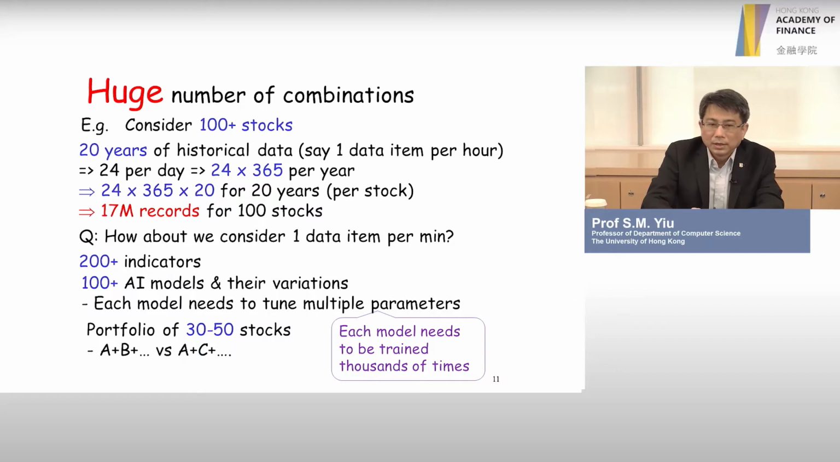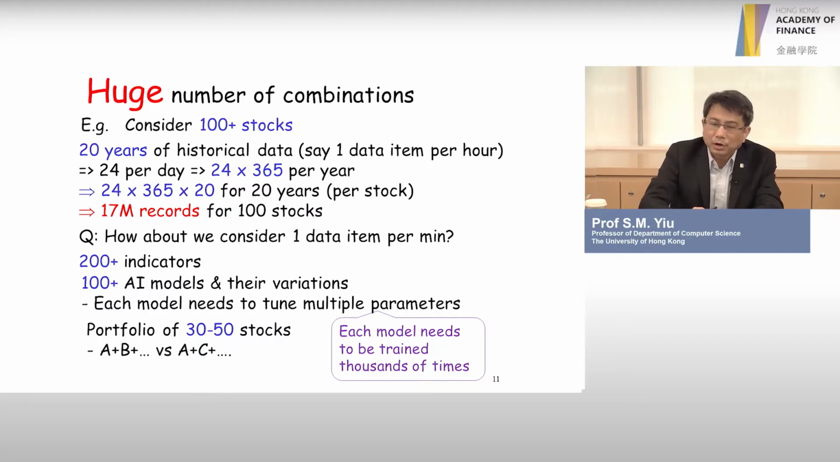In fact, if you want to do a more precise investigation of the stock price, you can have more frequent ticks, right? For example, 1 minute, one tick, one data item, 200 indicators, more than 100 AI models and their variations. Each model needs to tune multiple parameters as well. AI basically is only the framework, and for each AI model, we are going to tune a lot of parameters. And of course, you need to train the AI model many times, thousands of times, okay? And then finally, you might have the output of a portfolio of several, like 30 to 50 stocks, A plus B plus C, and so on and so forth, okay?